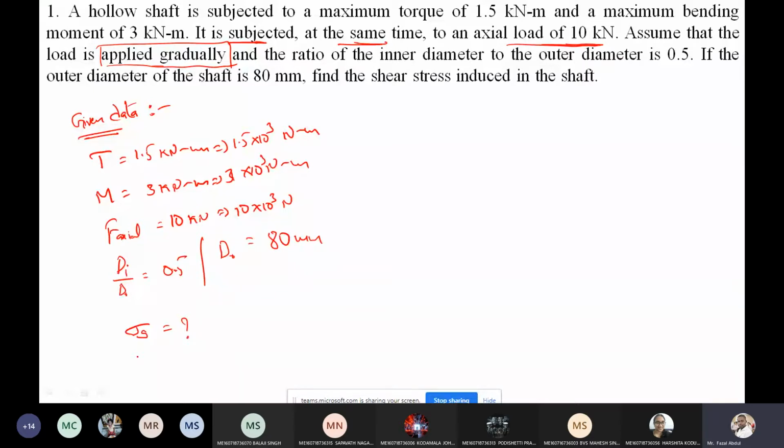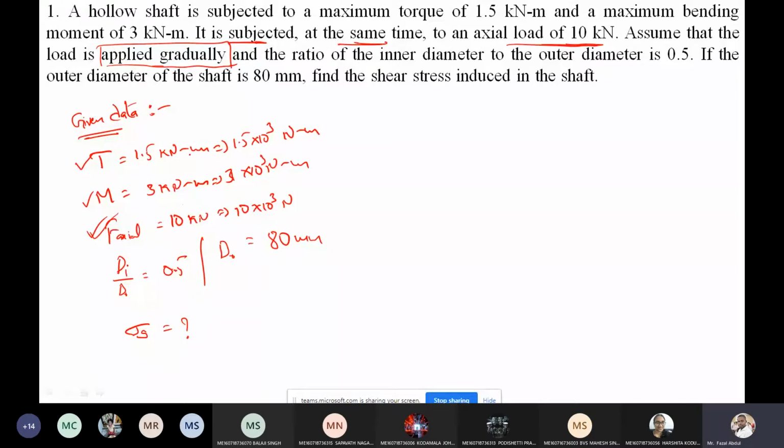Read the question properly first. Here the T parameter and M parameter are given. By seeing these two, we can conclude that the problem belongs to combination of torsion and bending. An additional parameter is given, F axial, that is 10 kilonewtons. So we can conclude that in addition to the combination of torsion and bending, it is subject to axial loading. It means this is the fourth case of problem.